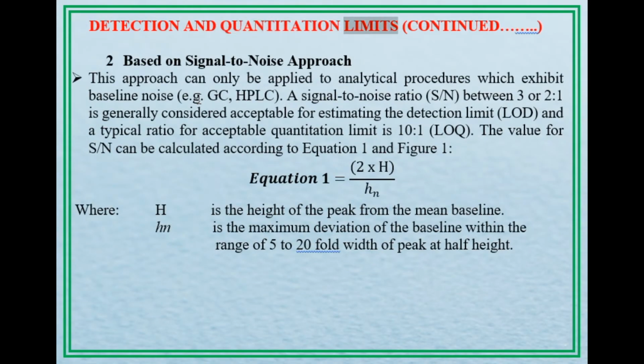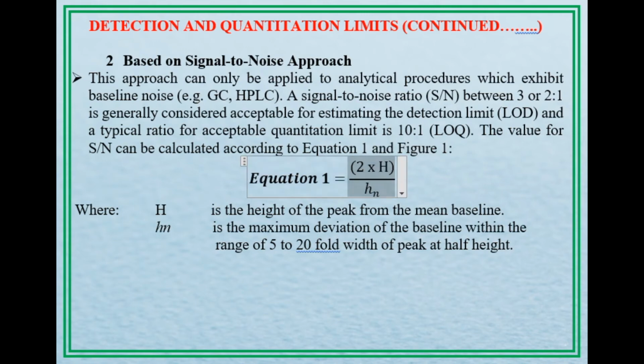Detection and quantitation limits, continued. Based on signal-to-noise approach. This approach can only be applied to analytical procedures which exhibit baseline noise, for example GC, HPLC. A signal-to-noise ratio, S/N, of 3 or 2 to 1 is generally considered acceptable for estimating the detection limit, LOD, and a typical ratio for an acceptable quantitation limit is 10 to 1, LOQ. The value for S/N can be calculated according to Equation 1 and Figure 1.